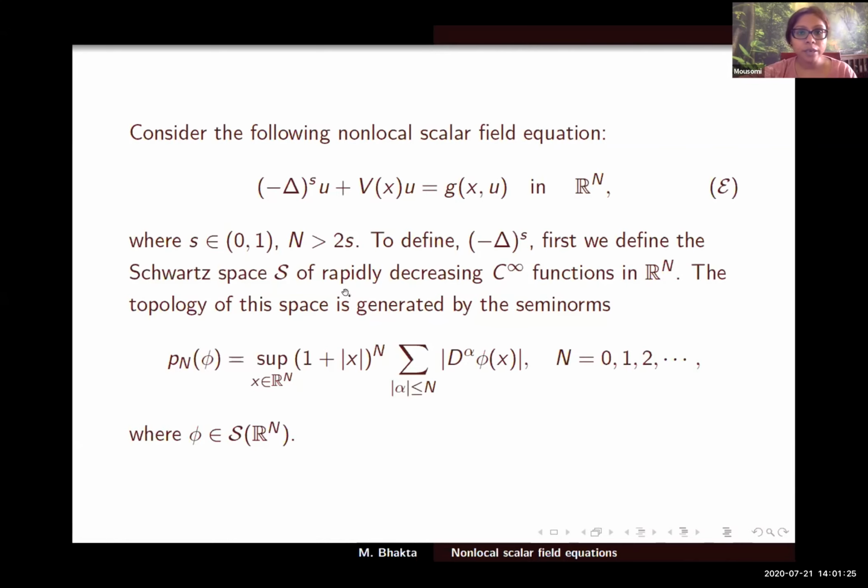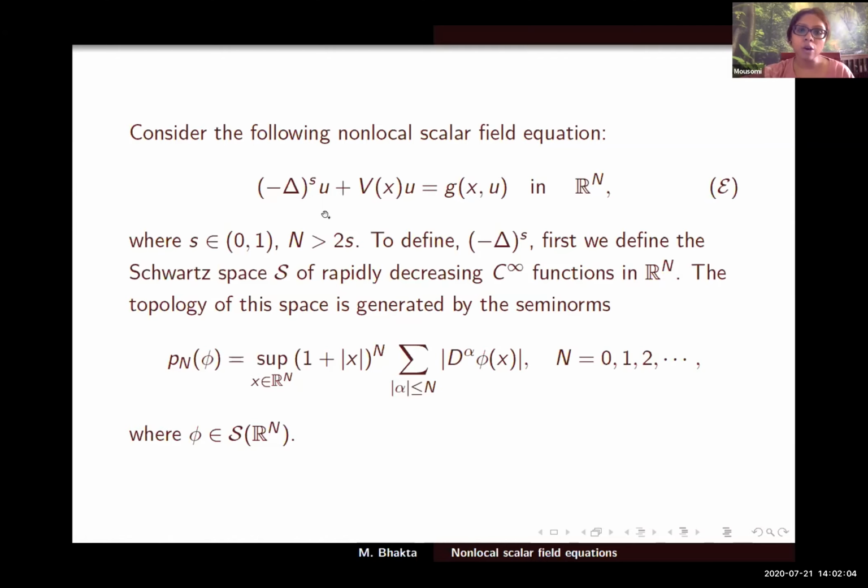Okay, so I will talk about this scalar field equation, which I denoted as E. This reads as minus delta s u plus V(x) u equal to g(x,u) in R^n. I will describe each of these terms, what these terms mean. First, V(x) is a potential and g(x,u) is a nonlinearity. I will talk more about what kind of nonlinearity we are dealing with here, and what this operator is, the operator I have written as (-delta)^s u.